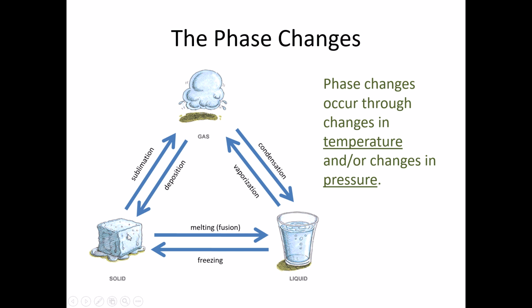We can melt a solid into a liquid, or we can vaporize a liquid into gas just by changing the temperature or the pressure. So these 6 different terms for phase change are going to be very important, and you need to know these 6 terms. Melting is referred to as fusion when we talk about these phase changes.